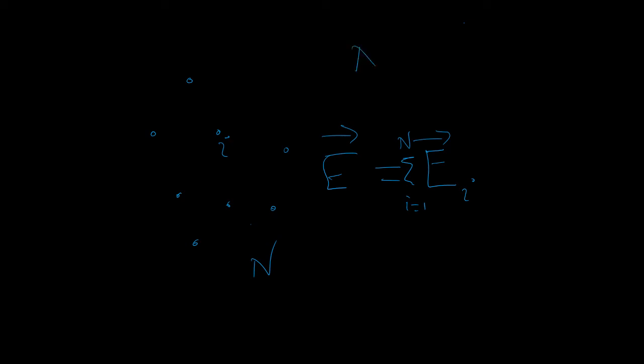Now let us have something else. Instead of having many discrete charges, ith charge, and there are n number of charges, then electric field E at any point is summation of Ei, i varies from 1 to n, for n number of point charges.